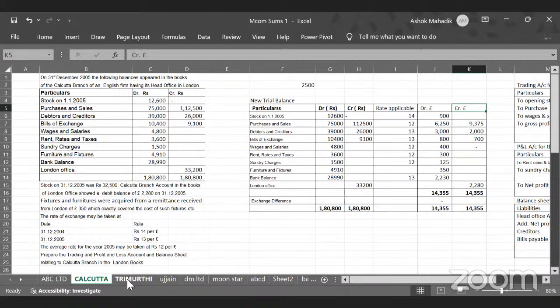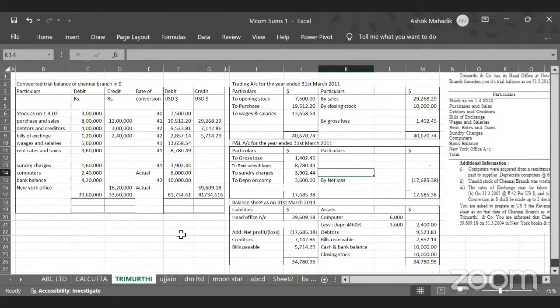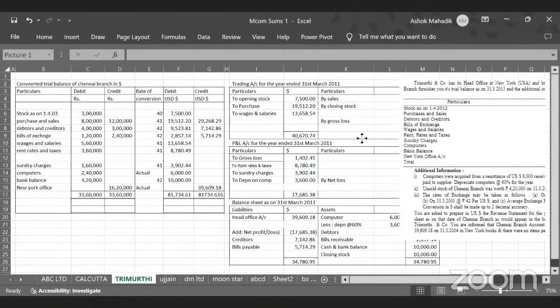Now I'll discuss Trimurti. Trimurti sum is there. Let me take the sum here.